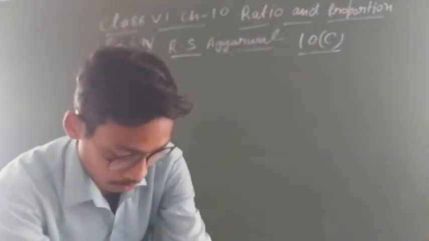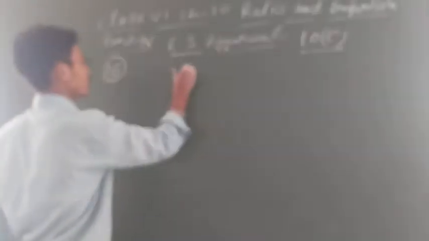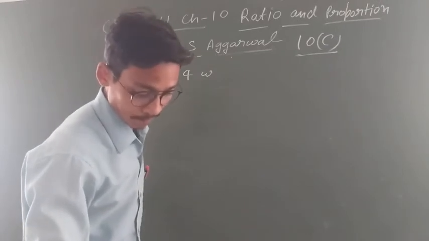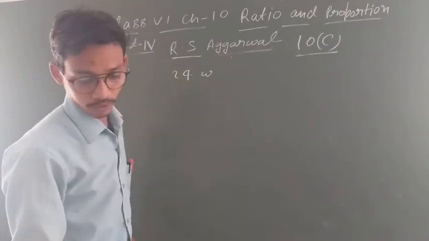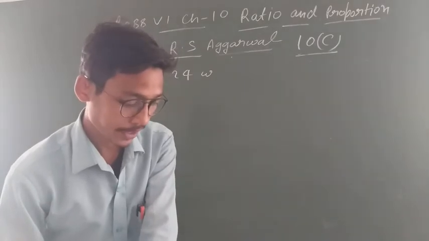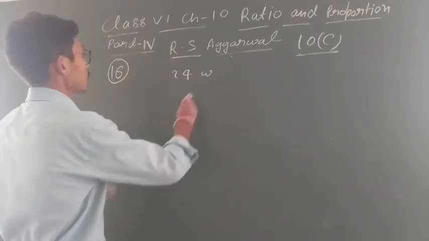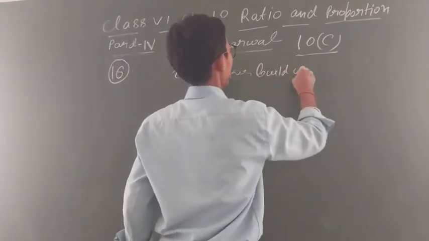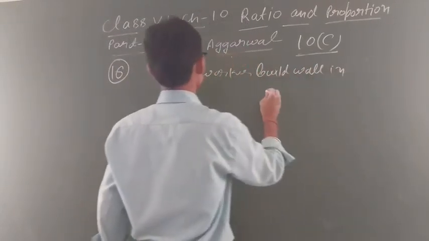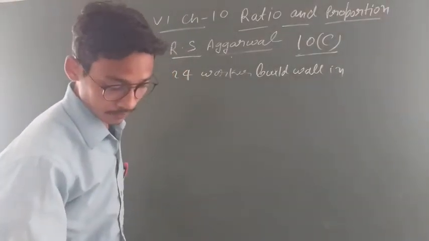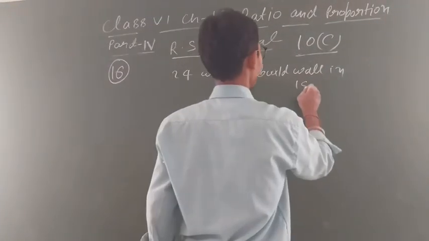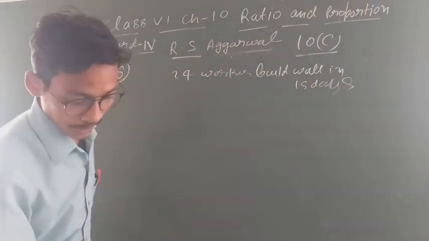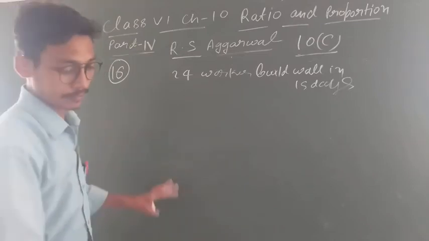चलो तो common question it is given 24 worker build a wall in 15 days. 1 minute. Now question number 16. 24 worker build a wall in 15 days. So what is given? How many days will 9 worker take?